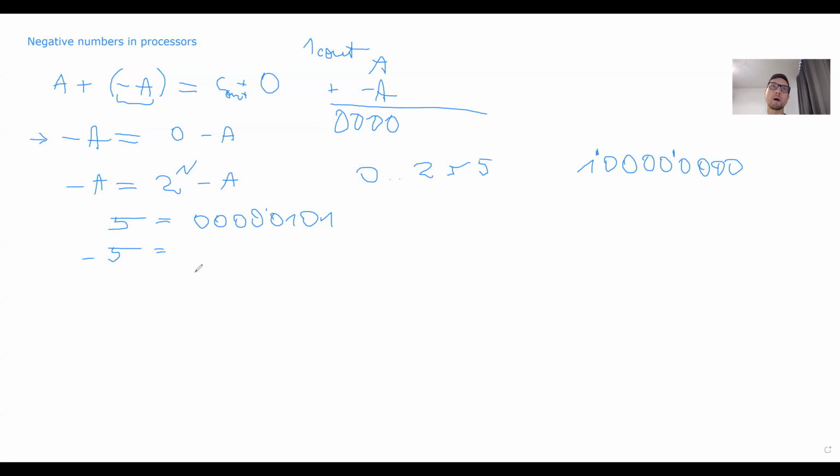So to get minus 5, what we can do is subtract 5 from 1 0 0 0 0 0 0 0 0, which is 256, which is 2 to the power of n in our system. We subtract the 5, which is 0 0 0 0 0 1 0 1. When we add them together, we will actually get 256, but all the bits will be 0.